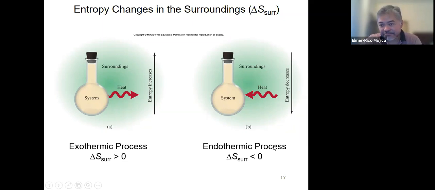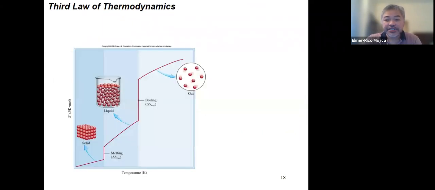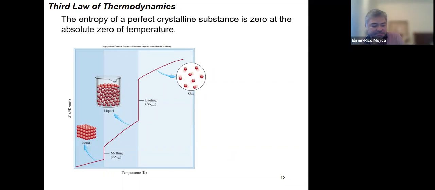Now, synonymous to this one is also the so-called third law of thermodynamics. There's more law of thermodynamics that is covered in this chapter than chapter 6. So we have the first law, conservation of energy. Second law, the entropy of the universe increases in a spontaneous reaction. That's the second law. Now, the third law of thermodynamics states that the entropy of a perfect crystalline substance is 0 at the absolute 0 of temperature.